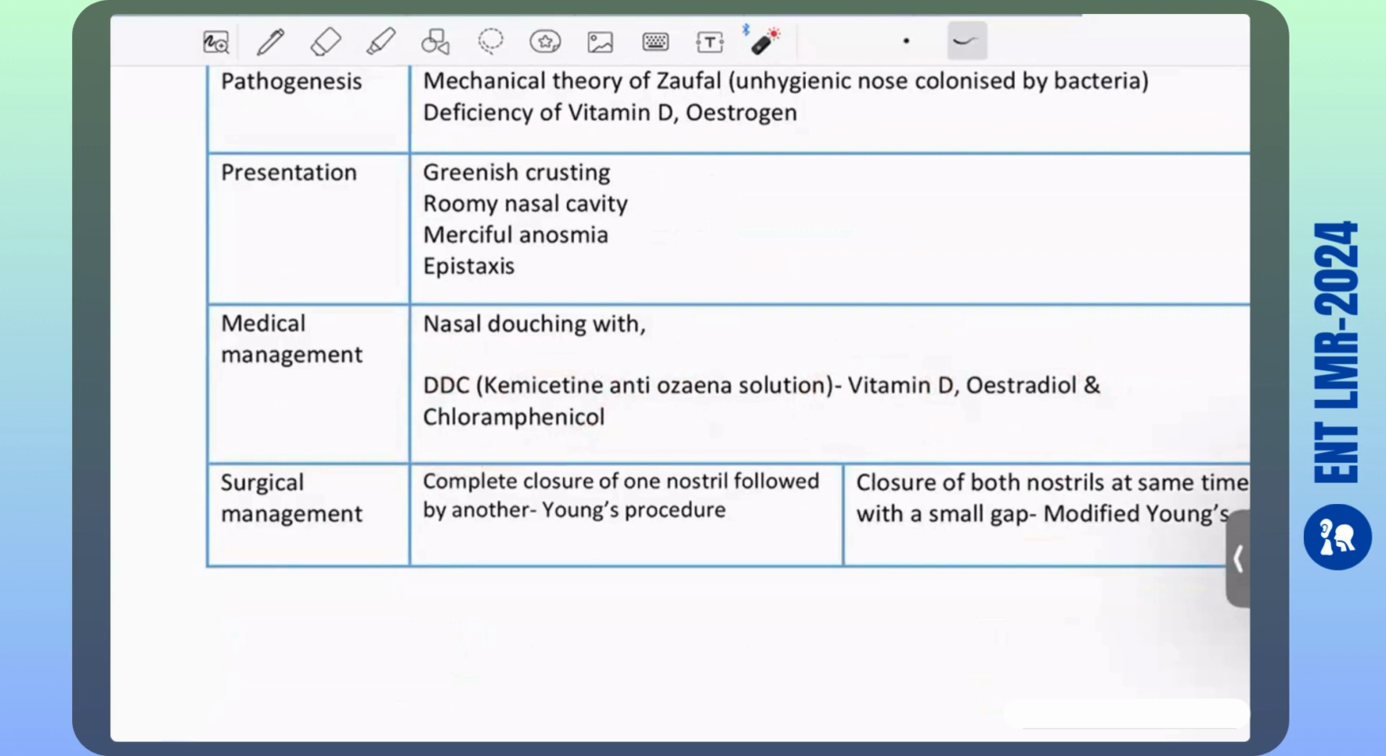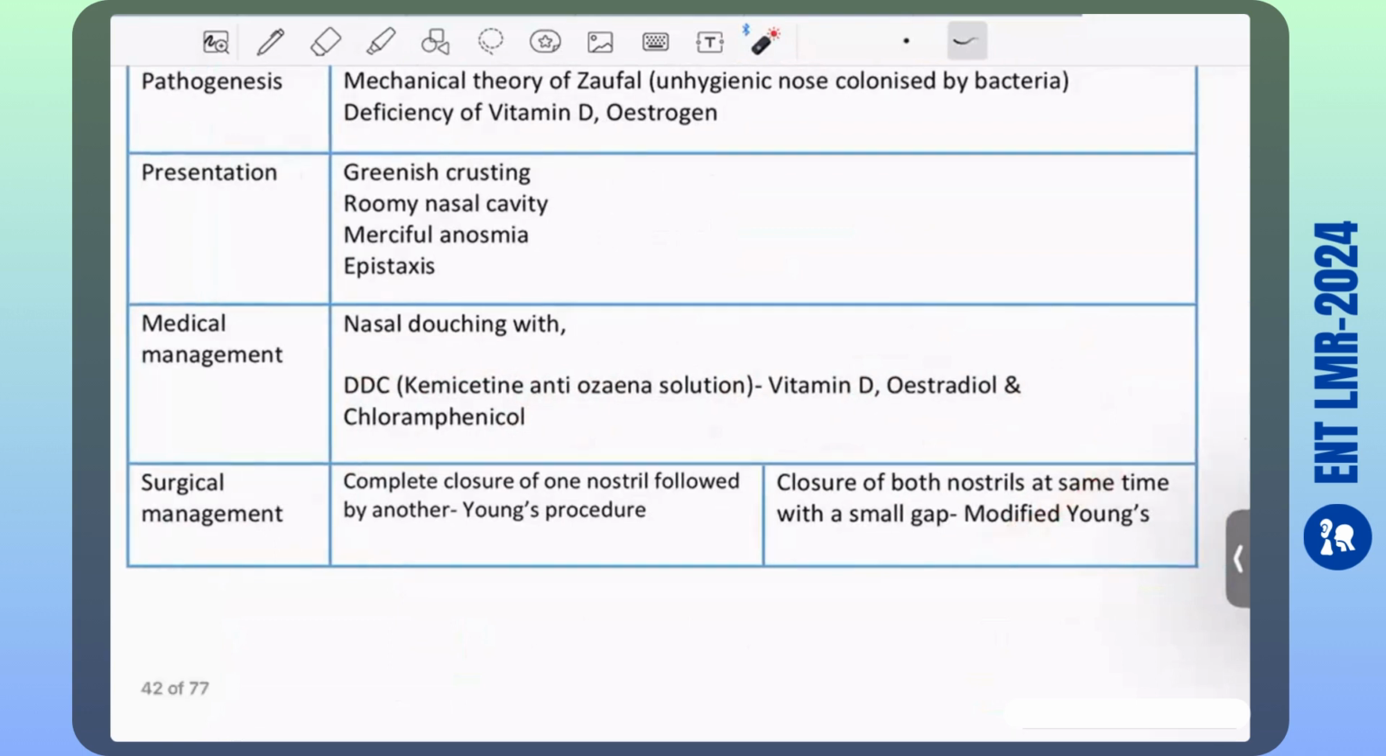You close one nose, it is Young's procedure. To close both noses, leaving a small gap, it is modified Young's procedure. Very important treatment names. So Young's procedure, modified Young's procedure, they may ask this as a question, which is done in atrophic rhinitis. Why is it done? Because only air entry will grow the bacteria. If there is no air, the bacteria will die. So if you close the nose, the air entry is affected, so the bacteria can die by themselves.